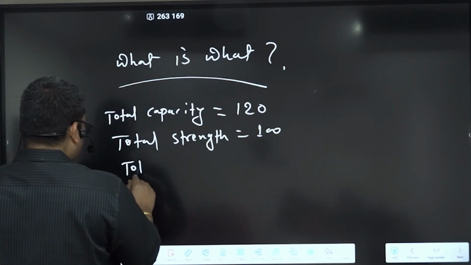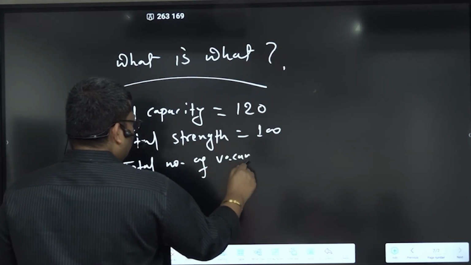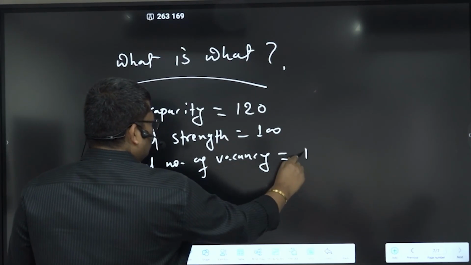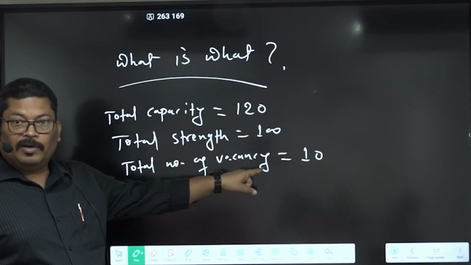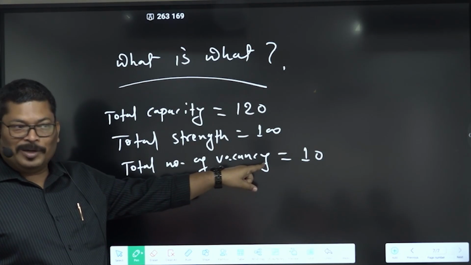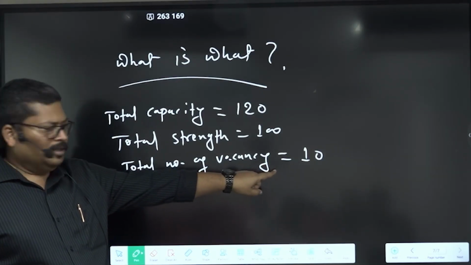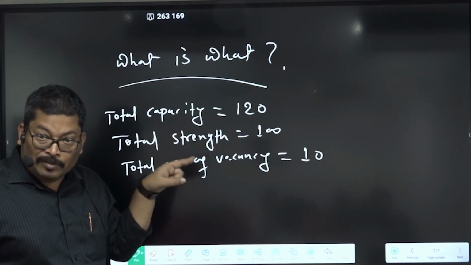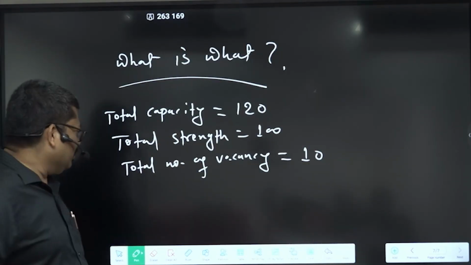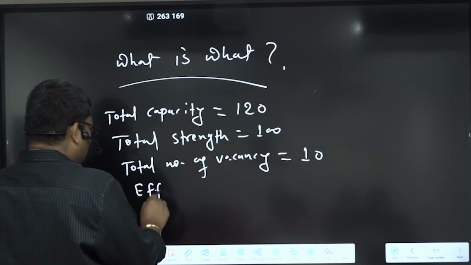So total number of vacancy is 10. See, total strength is 100, but a permanent vacancy has been created on how many seats? 10 seats. So don't you think effective strength would be 100 minus 10, that is 90 only? Yes. So now it comes the concept of effective strength.